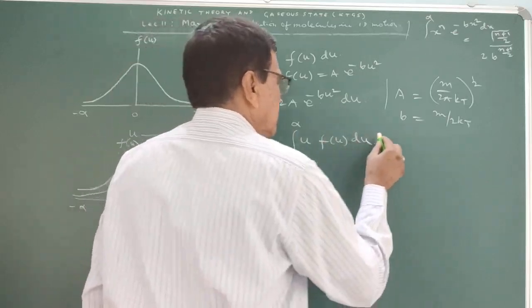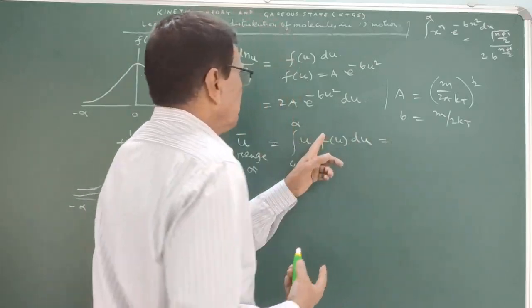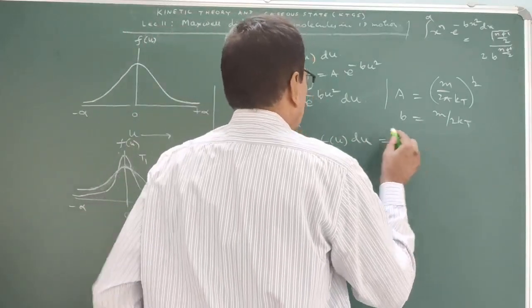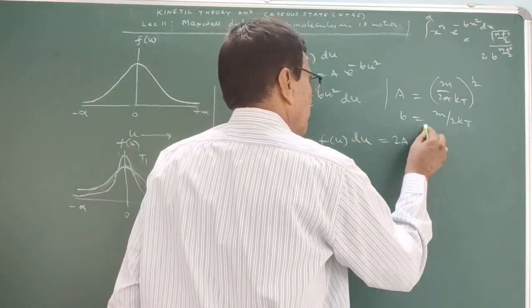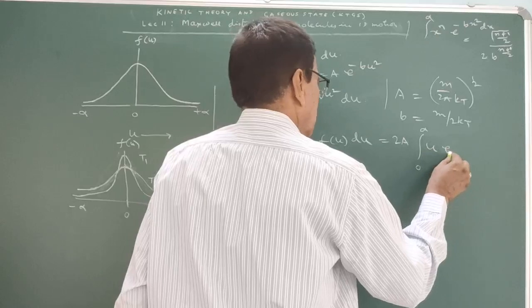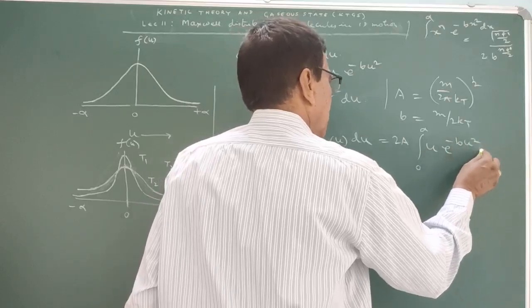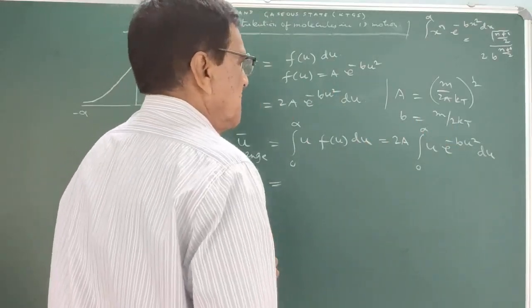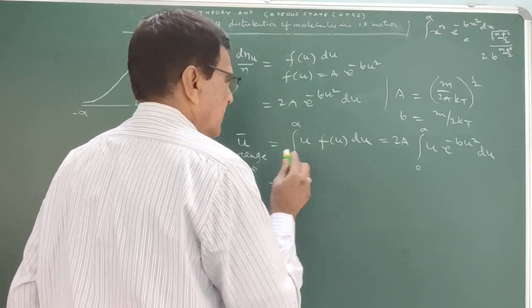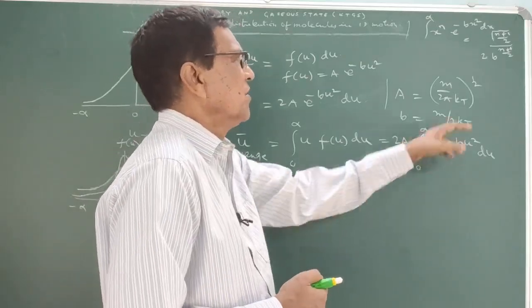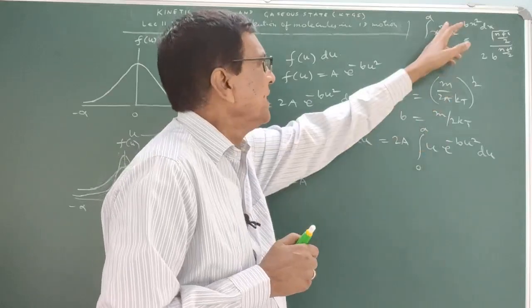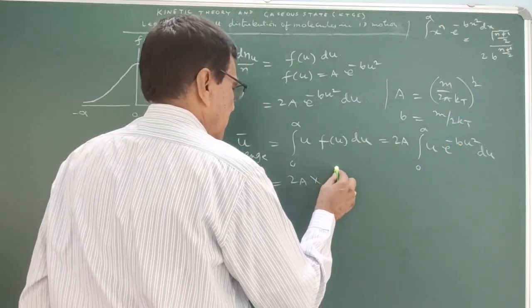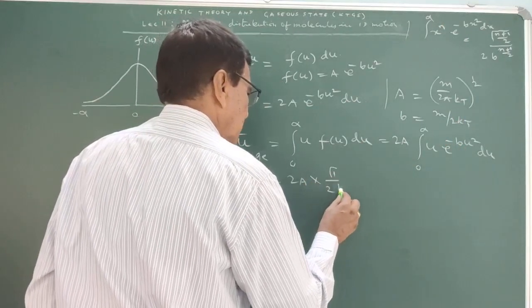And this is equal to, if we put this value of f(u), then twice a, integral from 0 to infinity, u to the power minus b u square du. And this is equal to twice a, and this also we can solve by the use of this gamma function. Here n equal to 1. So this is equal to gamma 1 divided by 2b.